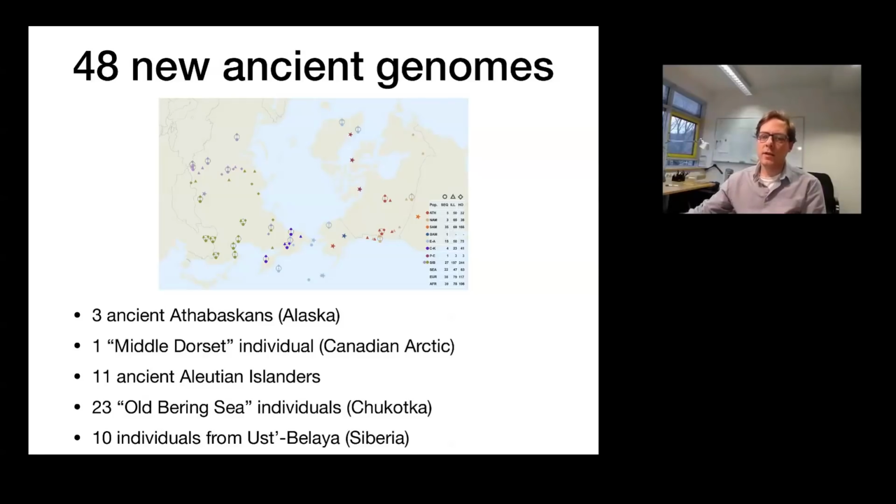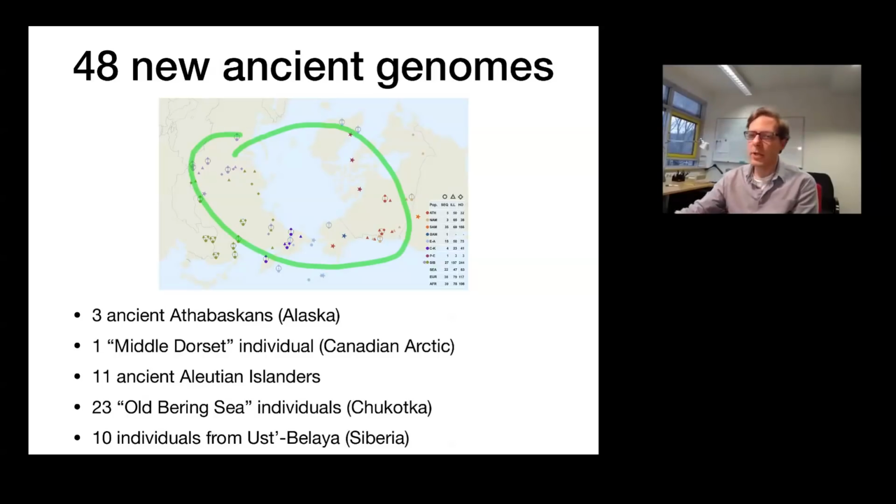So we collaborated with David Reich's team at Harvard on this, and in the end were extremely fortunate to be able to work on 48 new ancient genomes from the American Arctic. They fall into different groups. There are three ancient Athabascans from Alaska, a sample from the Canadian Arctic, several Aleutian Islanders, and several ancestors of modern Yupik and Inuit, so modern Eskimo movements from Chukotka, and some people from more western sites. They're all displayed here as stars. I'm not going to go much into detail on where exactly they are, because this plot also shows reference populations, and it would take me too long to highlight them.